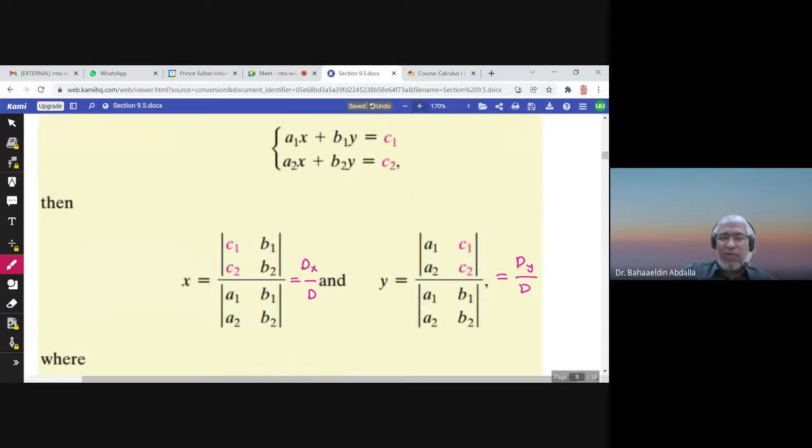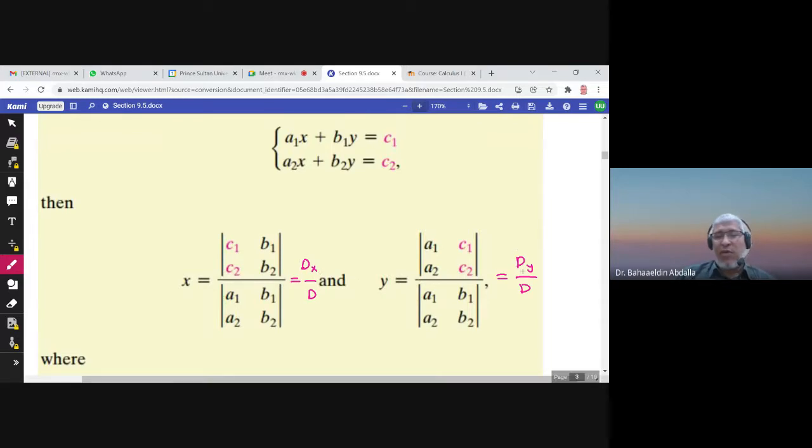So now we know how to find the determinant D. How do we find the determinant dx? Well, we replace the x column. Here we have the coefficients of x, a1, a2. We replace this column by the constants, by c1, c2, and keep y as it is. So this would be dx.